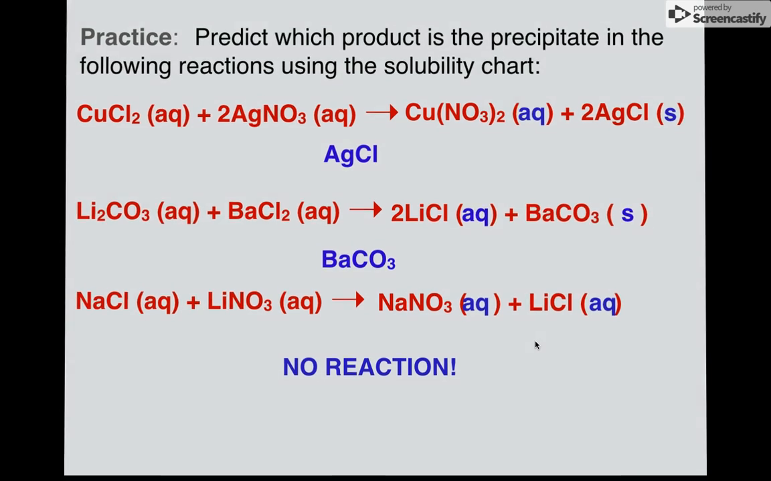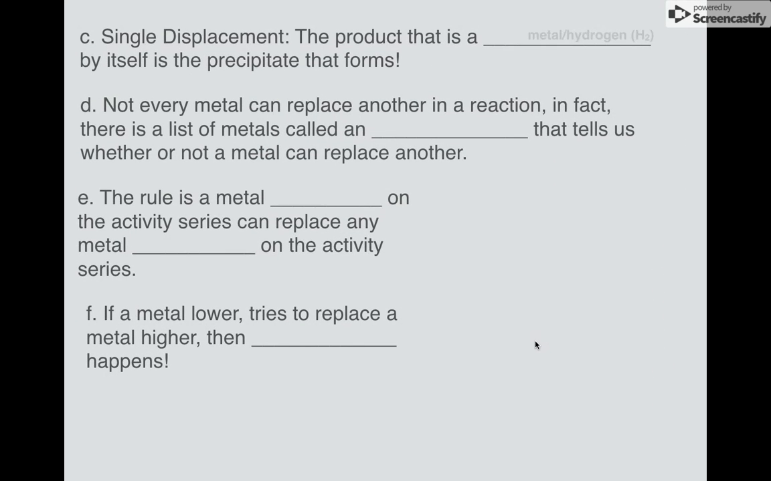All right. Let's try single displacement. So in a single displacement, remember that what's happening is you are forming metals in some way, or you're forming hydrogen. Okay, hydrogen being H2, that's it. So like it says, in single displacement reactions, you have one metal, or hydrogen, replacing something in a chemical reaction. And so what you get is a metal or hydrogen as a result. Not every metal, though, is allowed to replace another. In fact, there is a list of metals called the activity series that lets us know whether or not a metal can be replaced by another metal.